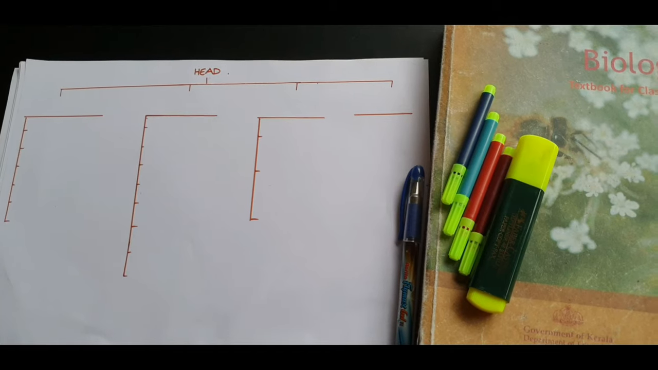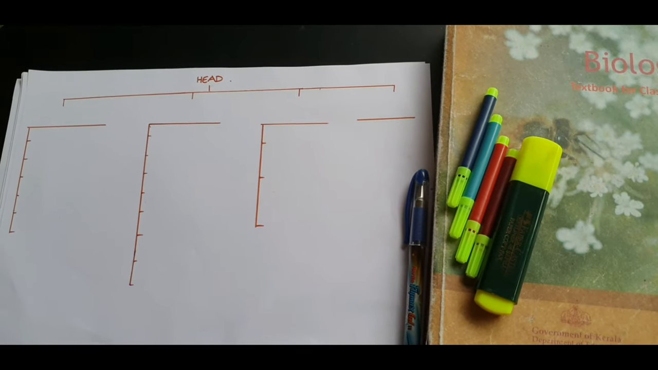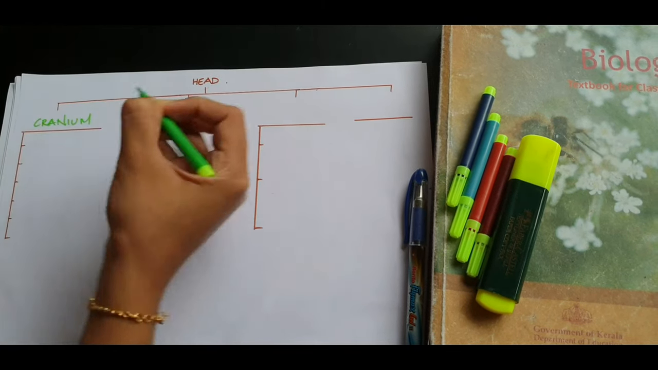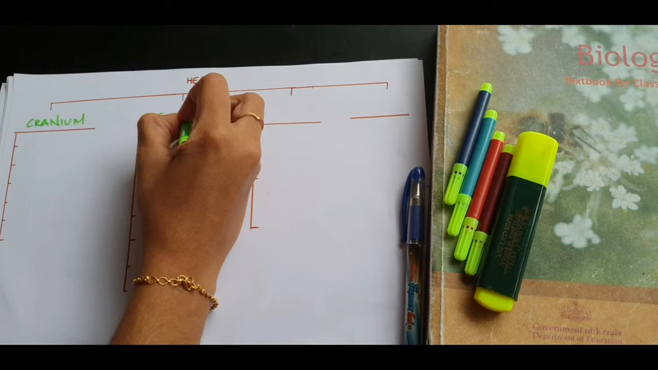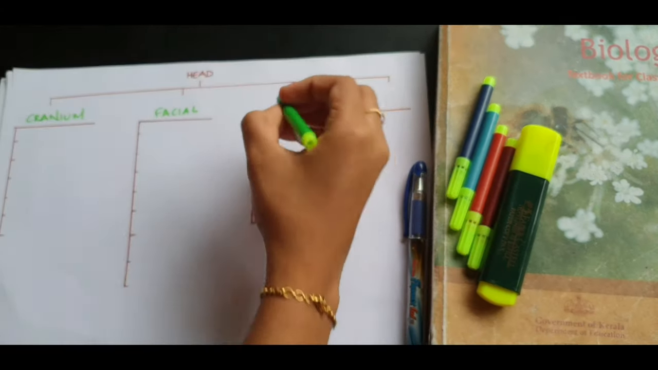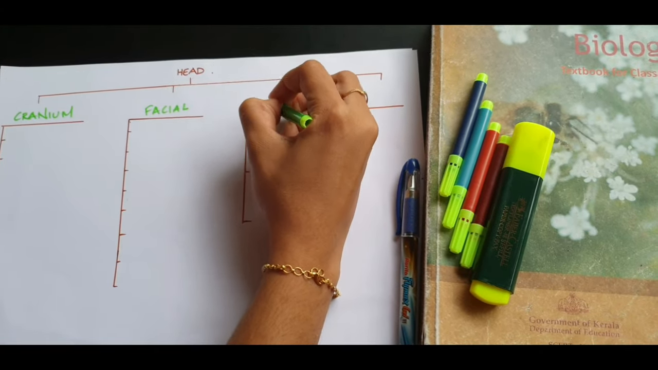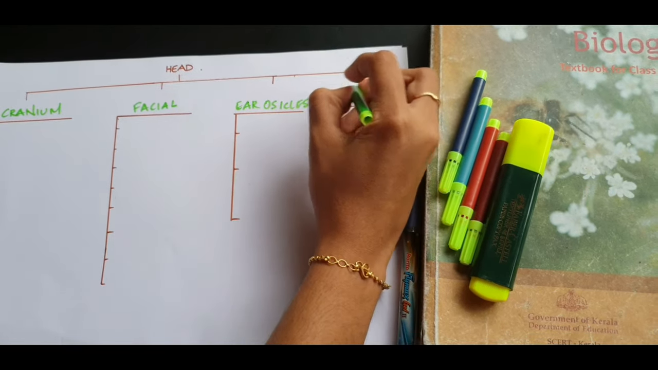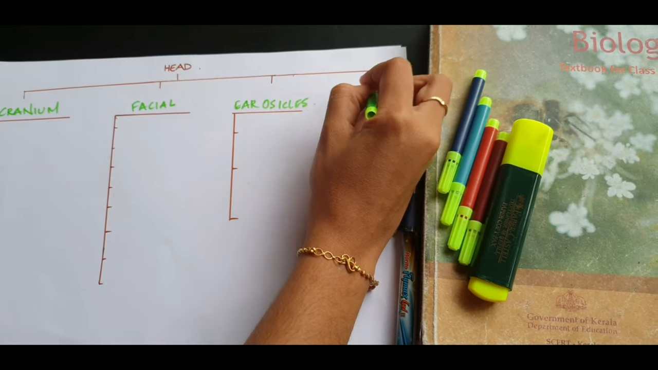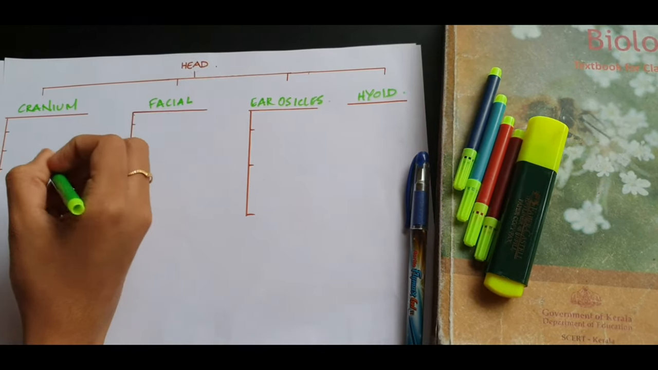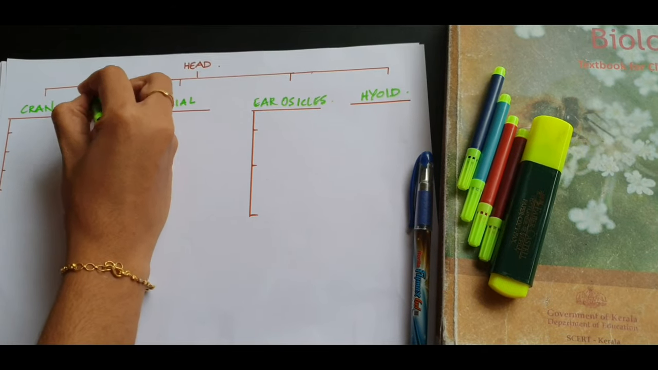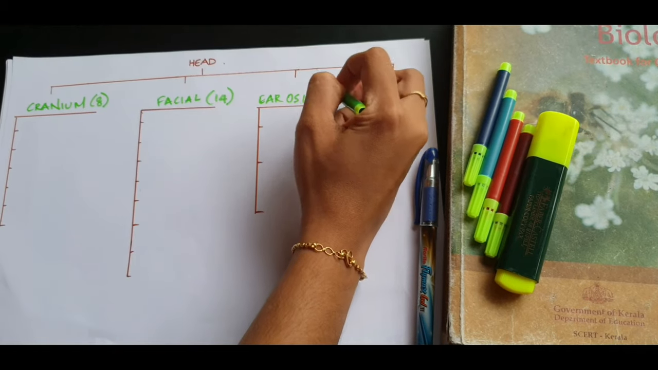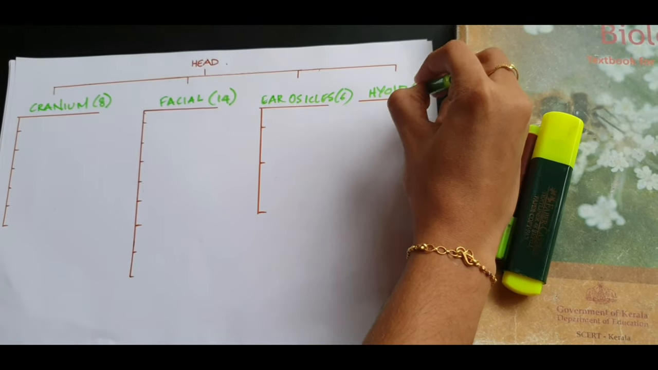The bones in the head region are divided into four: cranium, facial bones, ear ossicles, and hyoid. And the numbers are: cranium bones total 8, facial bones 14, ear ossicles 6, and hyoid 1.